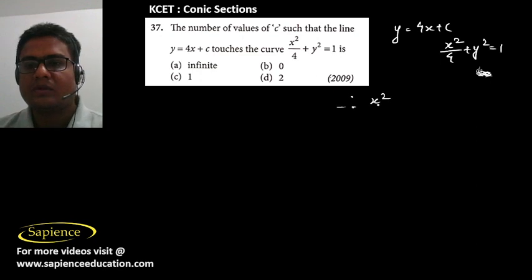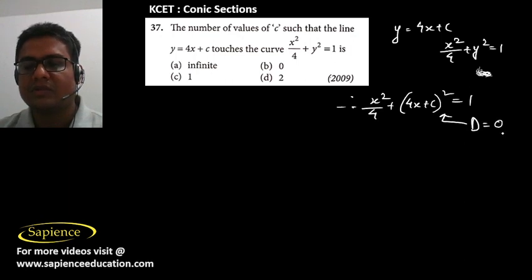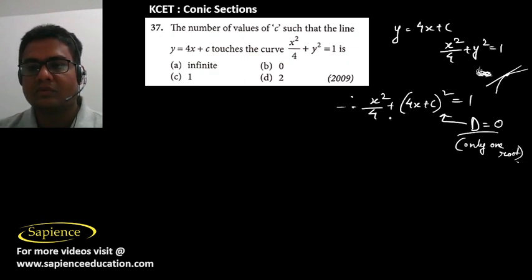So therefore x square by 4 plus y, that means 4x plus c whole square, should be equal to 1, and this quadratic equation should have its discriminant as 0, since it should have only one root. Since any tangent will touch the curve at only one point, it means that it is intersecting at only one point. It means that it should have only one root.